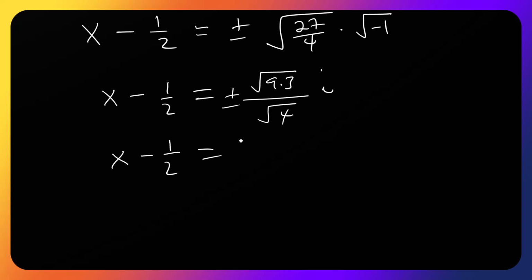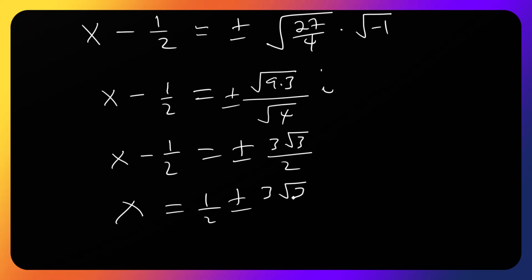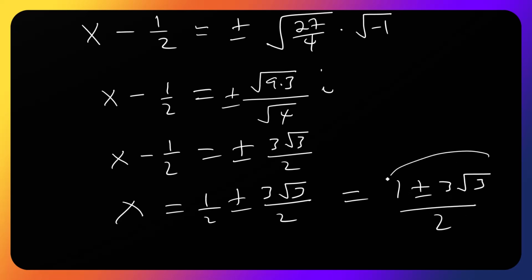x will be half plus or minus 3 root 3 on 2, which is the same as 1 plus or minus 3 root 3 on 2. So this one has 2 solutions. Okay, so in all we have 6 solutions.